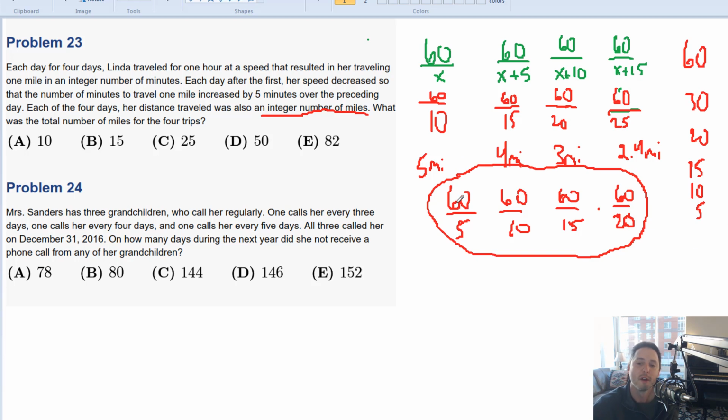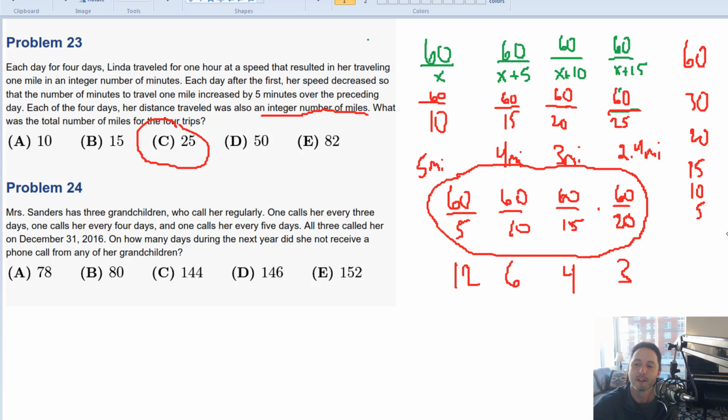All right. So if these were her rates, how many total miles did she travel? Well, 60 divided by 5 is 12. The second day she went 6 miles. The third day she went 4. And the last one, 3. So let's say 18 and 7 is going to be 25 miles.